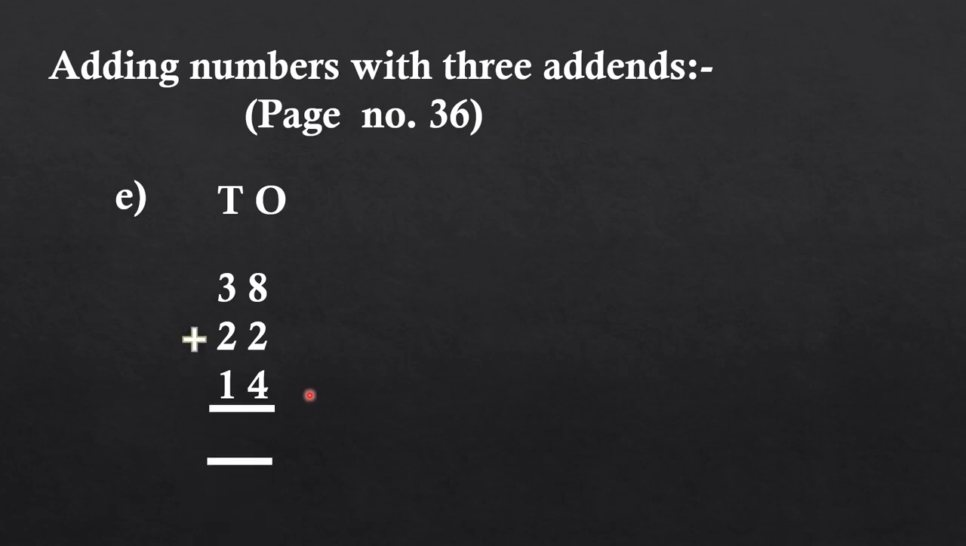So I told you earlier that we always have to start from our ones place digits. Okay beta, so here you can see at ones place we have three digits, 8, 2 and 4. So first keep 8 in your mind and 2 on your fingers. So after 8 you have to count 2 numbers, 9, 10. Now keep 10 in your mind and 4 on your fingers. So after 10 you have to count 4 numbers, 11, 12, 13, 14. So we will write 4 here and 1 will be carry over.